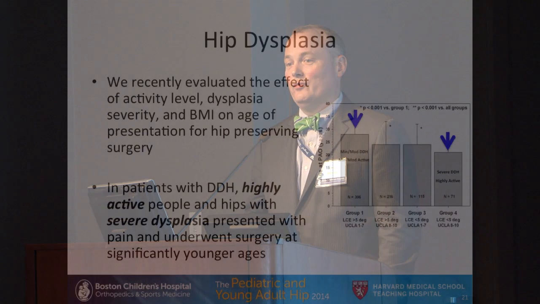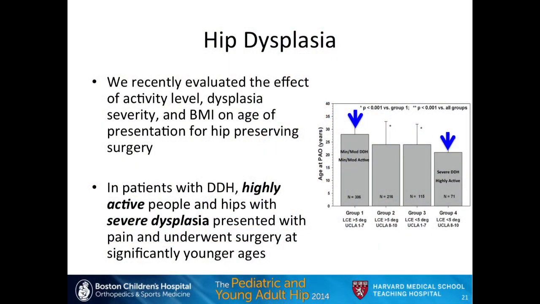The average person had pain for 1 to 3 years before they had surgery. So it's true that those folks presented earlier and they had their symptoms on average about the same amount of time beforehand. So I guess it gets back to the point that severity of dysplasia and BMI may have a real effect. Activity level may have a real effect.